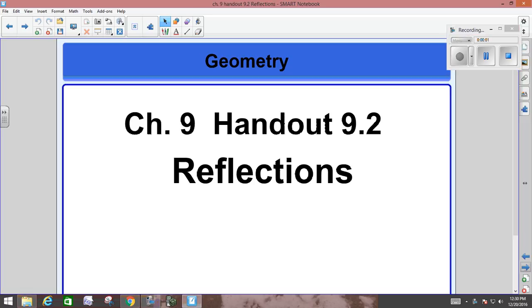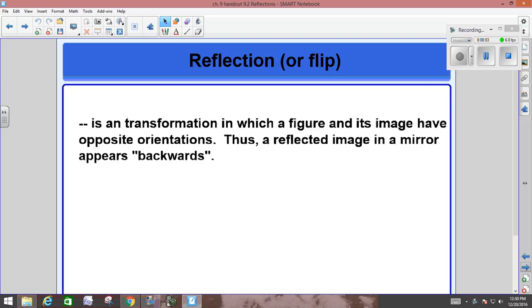Today, they are defined as a transformation in which the figure and its image have opposite orientations. You're going to be creating mirror images of a figure today. When you look in your bathroom mirror, does your head get any bigger or smaller? I hope not. It stays the same size, right? Unless it was a funhouse mirror. But when you look in your bathroom mirror, your face stays the same.